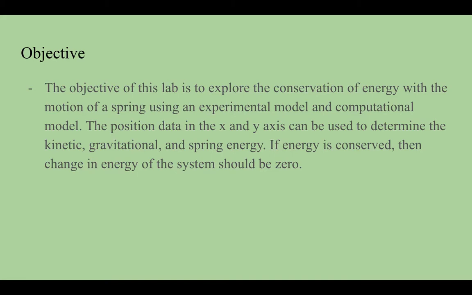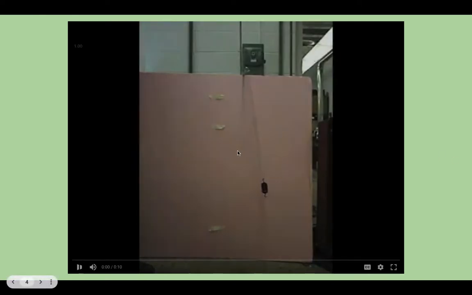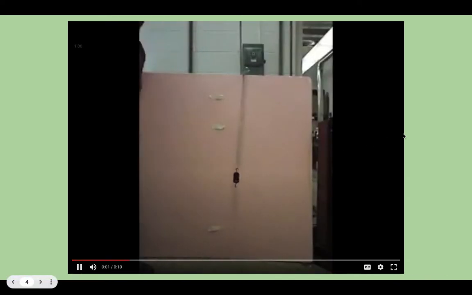The objective of this lab is to explore the conservation of energy with the motion of a spring using an experimental model and computational model. The position data in the x and y axis can be used to determine the kinetic, gravitational, and spring energy. If energy is conserved, then change in energy of the system should be 0. So here's the video that was used. And as we can see, the spring is oscillating in the x and y direction.